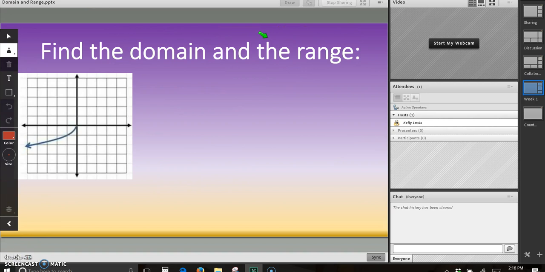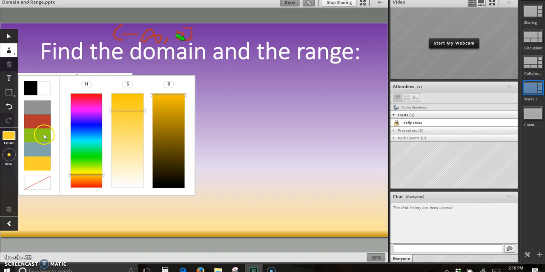All right, domain and range. As I go left, I have an arrow, so it's the smallest, so it's negative infinity. As I go right, I stop right here. And that point is 0, 0, and that x value is 0. Okay, and it stops exactly, so we need a bracket.